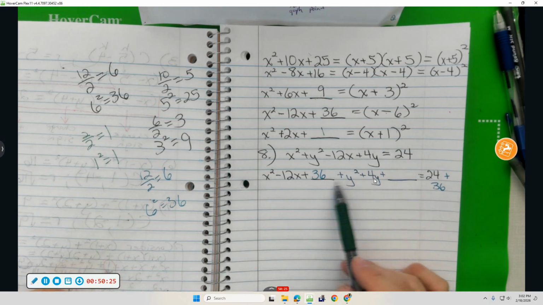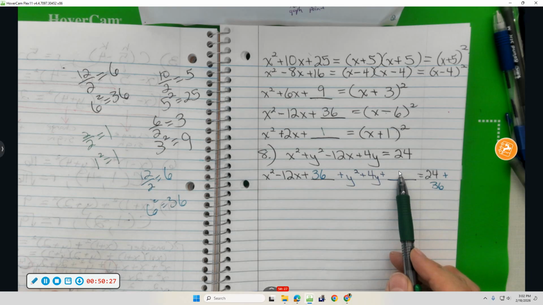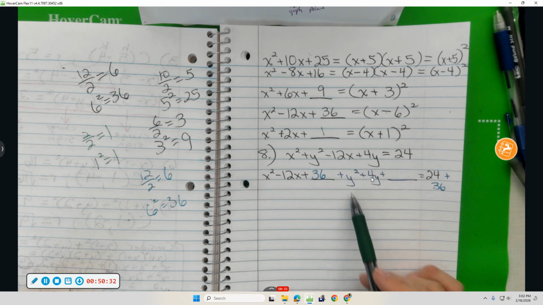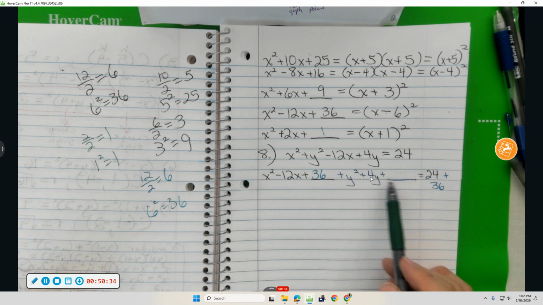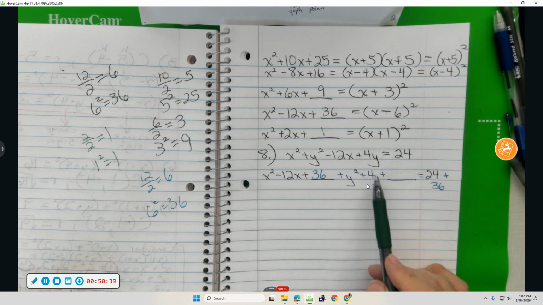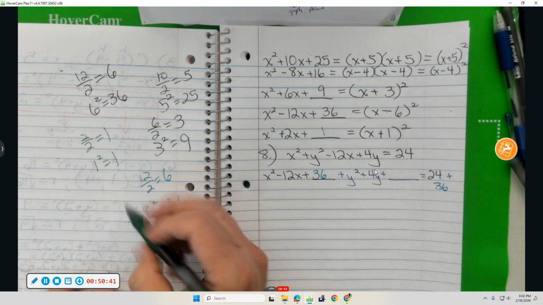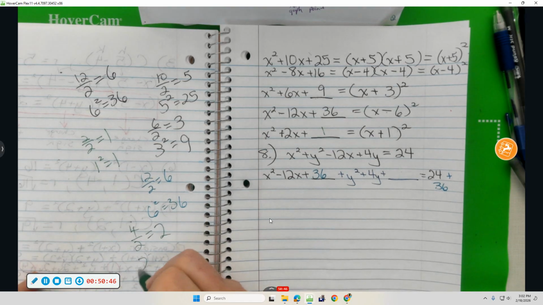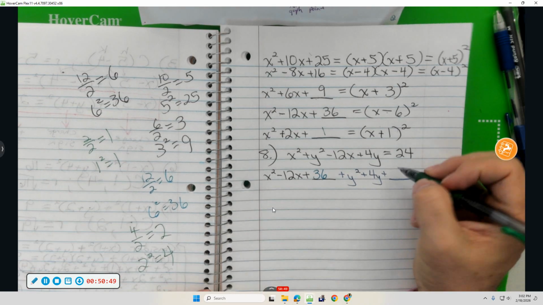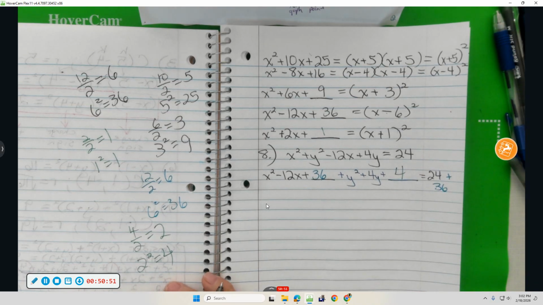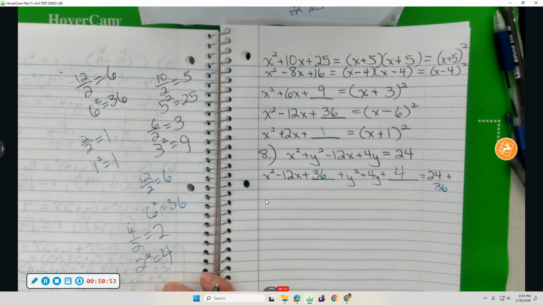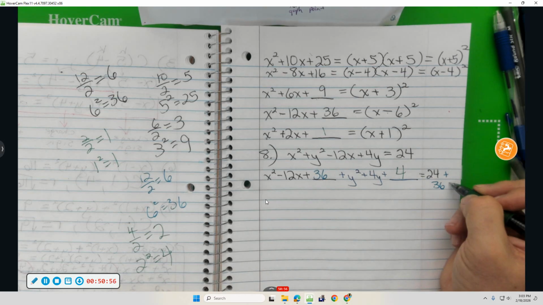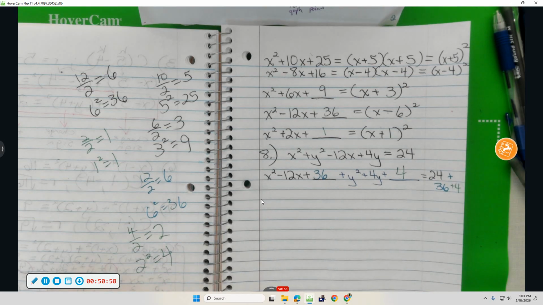Now the y terms. What number are we going to put here to create a perfect square trinomial for y? Y squared plus 4y plus what number? You take half of 4 is 2. You say to yourself, 4 divided by 2 is 2. And then 2 squared is 4. So I agree. We're going to have to stick a plus 4 there on the left side, which means we're going to have to add 4 to the right side also.